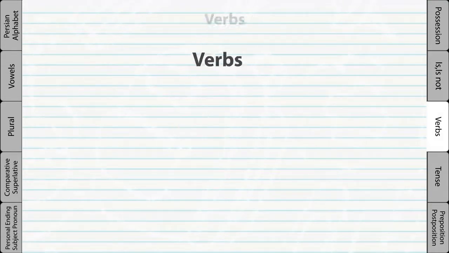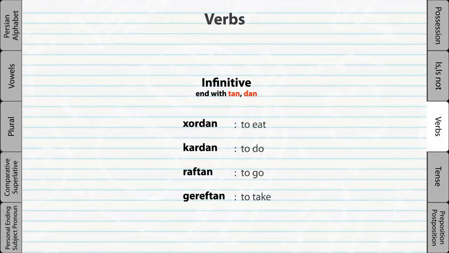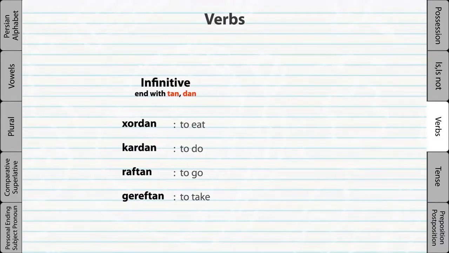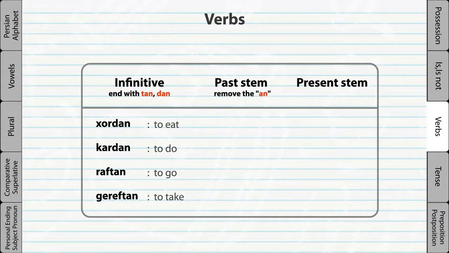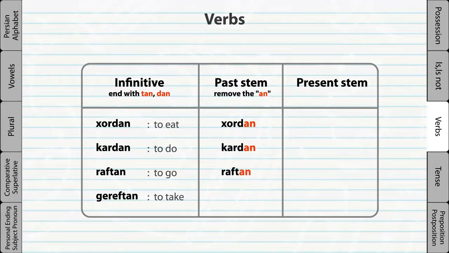Verbs. In the Persian language, the infinitives end with tan or dan. And there are two stems in Persian, the infinitive stem and the present stem. The infinitive stem, also called the past stem, is made simply by removing the an from the infinitive. But the present stem is a bit more different. Since almost all the present stems are different, it is wise to memorize each word separately.